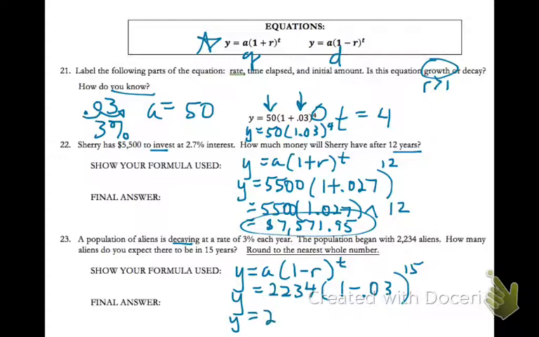And again, make sure when you key it in your calculator that you've subtracted, so it's 0.97. And you can see that this is decay because that rate now is less than 1. So that population will be down to 1,415 aliens.